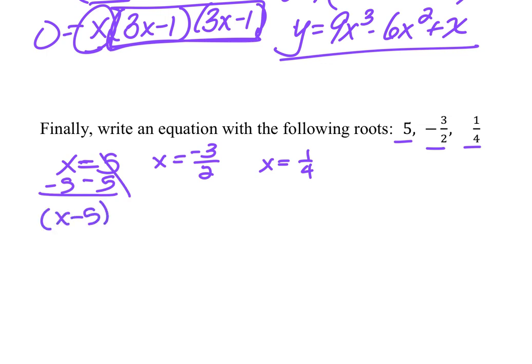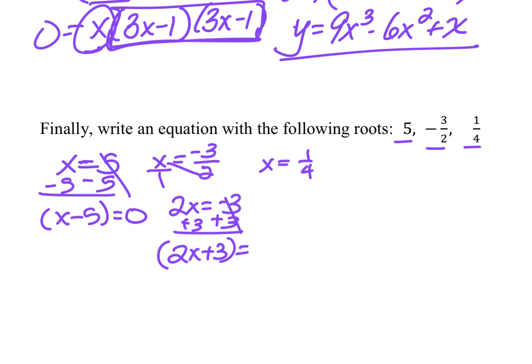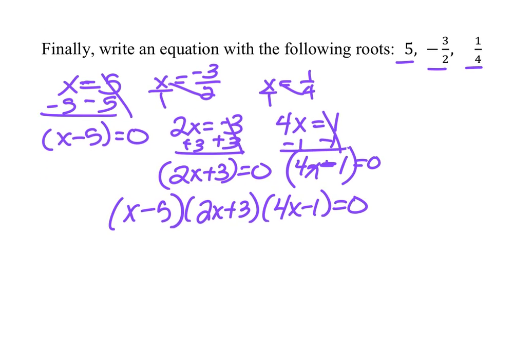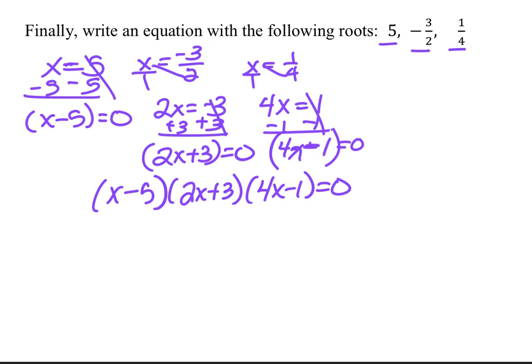X minus 5 is the factor. Okay. Here we cross multiply. 2x equals negative 3, and then add the 3. So 2x plus 3 is the factor. And then for this one, 4x equals 1, subtract 1. 4x minus 1 is the factor. So now for this one, I have to multiply x minus 5, 2x plus 3, and 4x minus 1. I have to multiply these guys together to get the equation that I want.